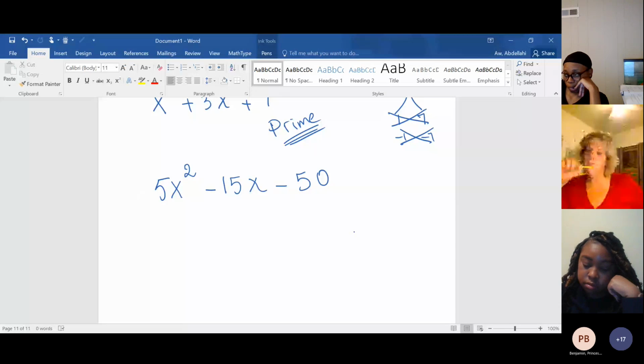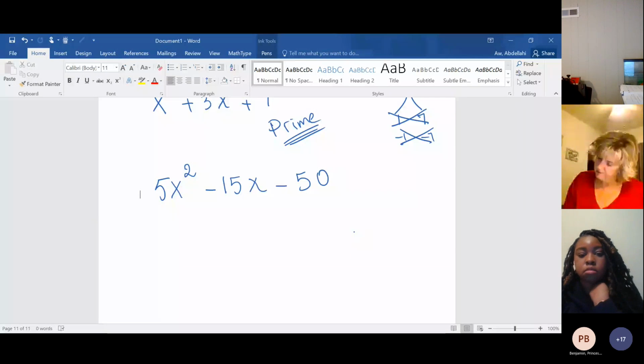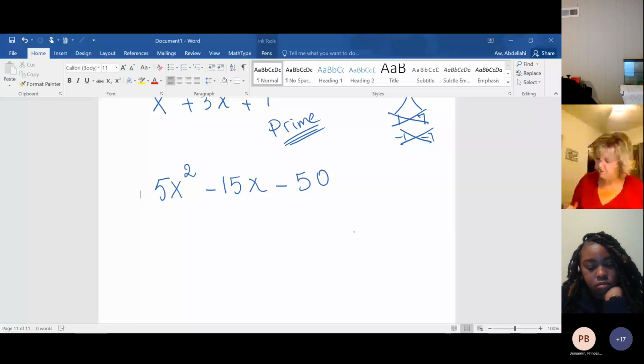But I have this one right here. What can I look for, if possible to do? Before I even focus on any particular technique, I can look for the GCF, right? The GCF is the very first thing we look for when we do factoring. We have to always check the GCF first. What is the GCF here? 5. The GCF happens to be 5.